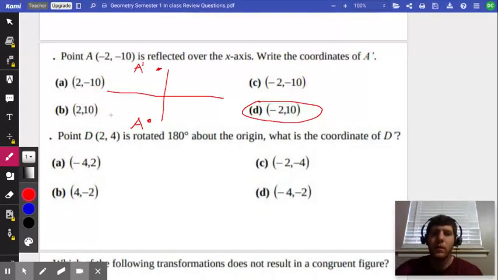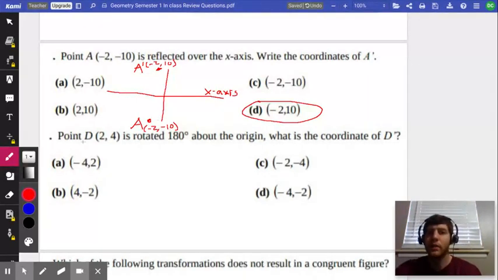So you have negative 2, negative 10. You're flipping it up, so this is staying negative 2, but now becoming positive 10. This is your x axis.